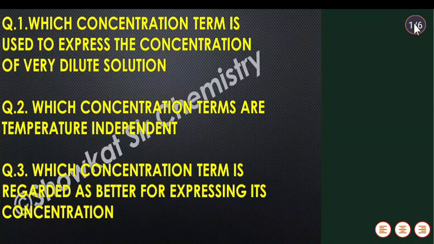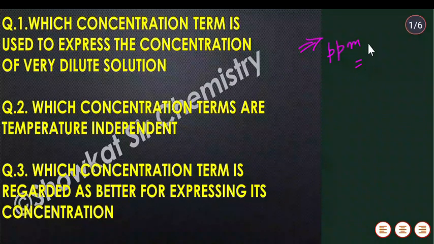Our first question is: which concentration term is used to express the concentration of a very dilute solution? Since it is given that the solution is very dilute, dilute means the concentration of solute is very minute, it is small. Then which concentration term will we use? You will remember here that the concentration term we will use is ppm, parts per million. And you already know it is the parts of one component upon the parts of solution into 10 to the power 6.